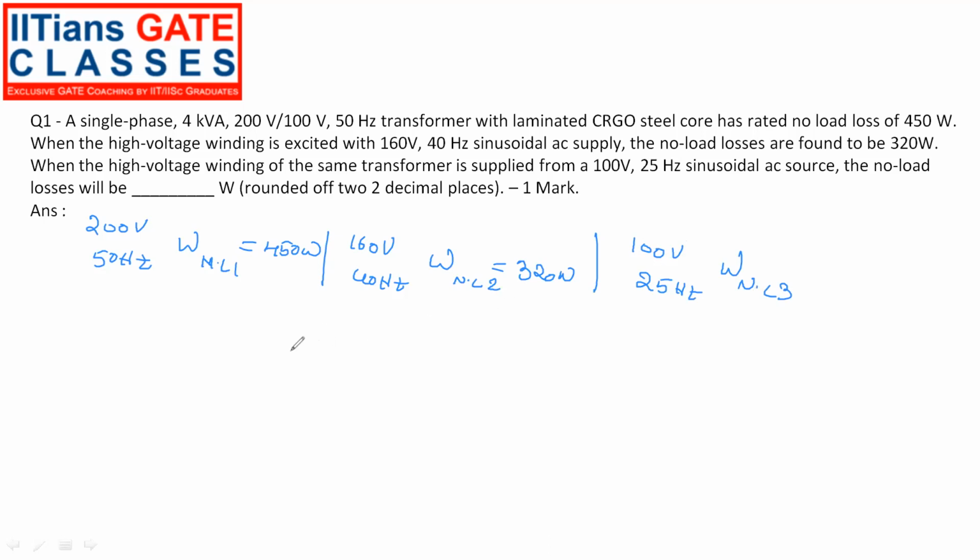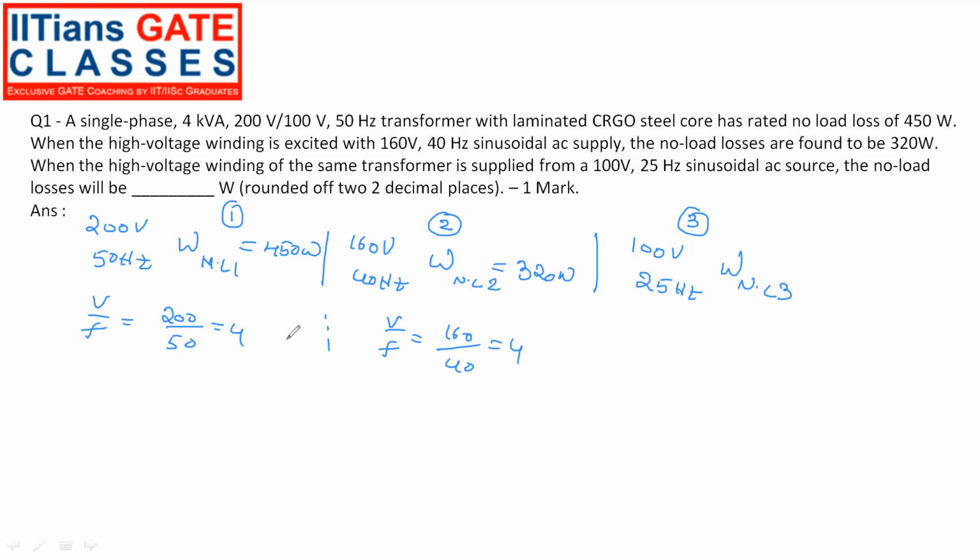The no load loss is nothing but the iron loss. So first of all, let's see whether V by F is constant in both the cases. Say this is case 1, case 2, and this is case 3. In the first case, V by F equal to 200 by 50 equal to 4. Similarly, in the second case, we have V by F equal to 160 by 40 equal to 4. So in both cases 1 and 2, V by F is constant.